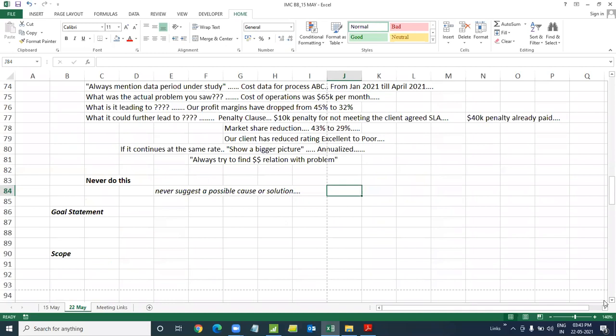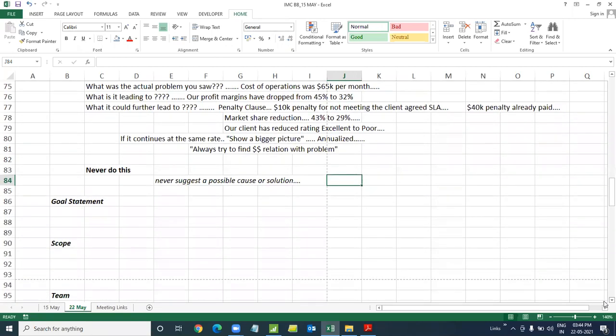The reason why we're doing a Six Sigma project is because we don't have an idea as to what the real problem is. There could be multiple problems, and I don't know which one to solve. That's why we are dealing with a Six Sigma project here.